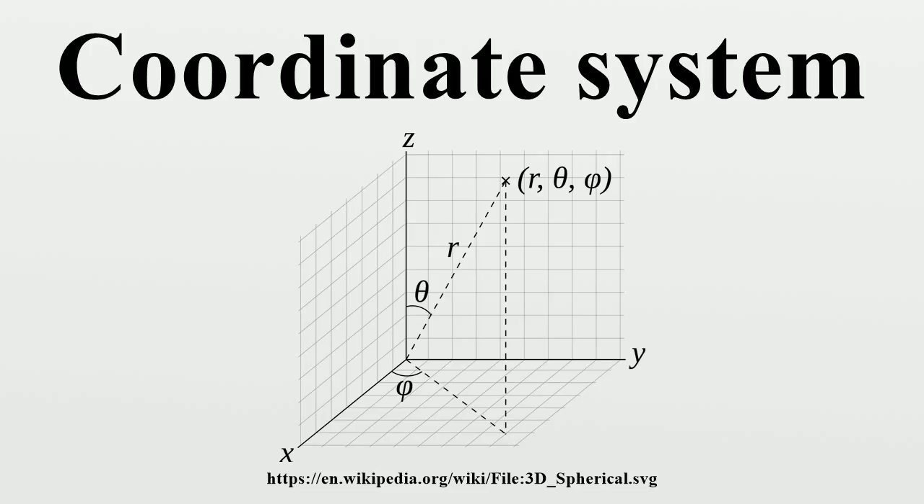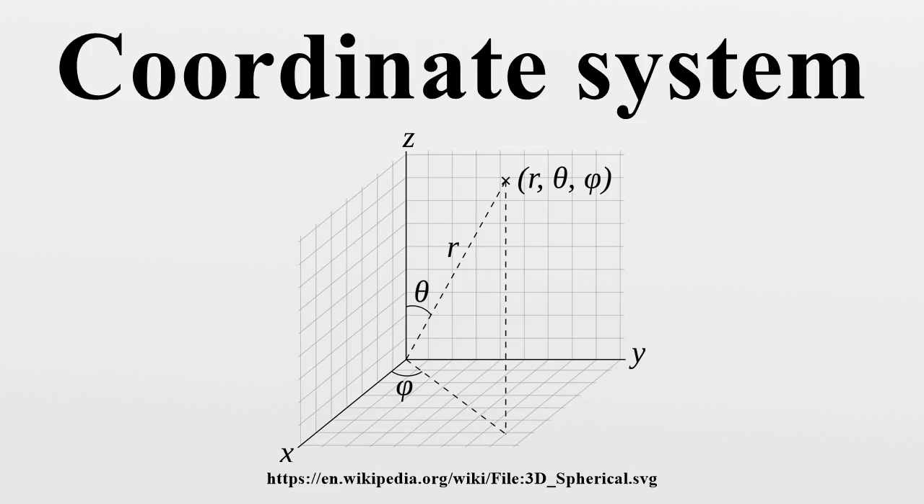The coordinates are taken to be real numbers in elementary mathematics, but may be complex numbers or elements of a more abstract system such as a commutative ring. The use of a coordinate system allows problems in geometry to be translated into problems about numbers and vice versa. This is the basis of analytic geometry.